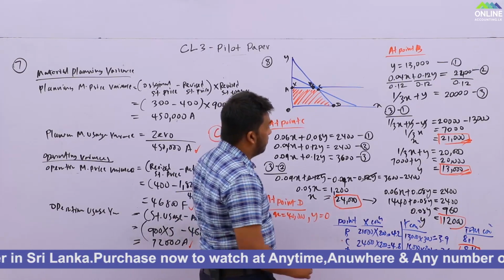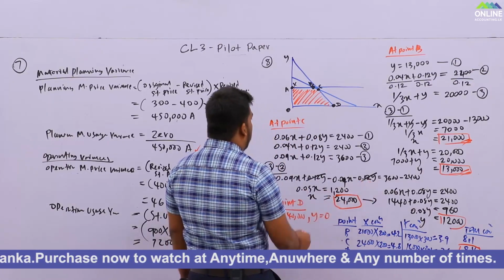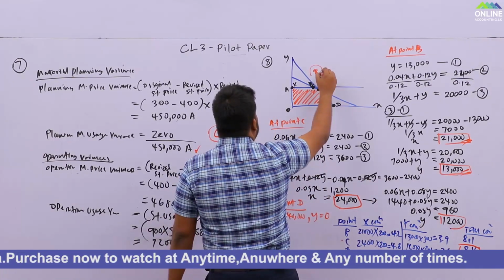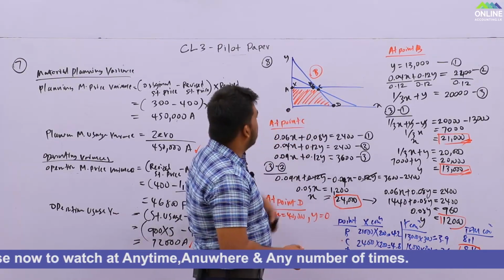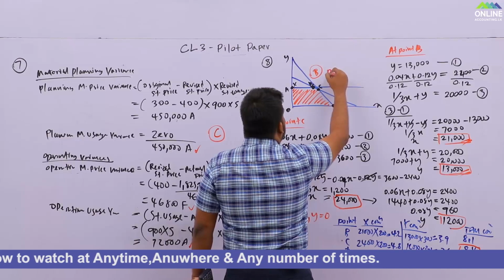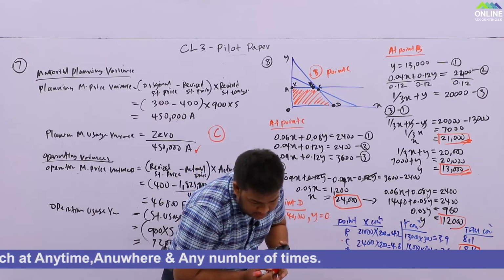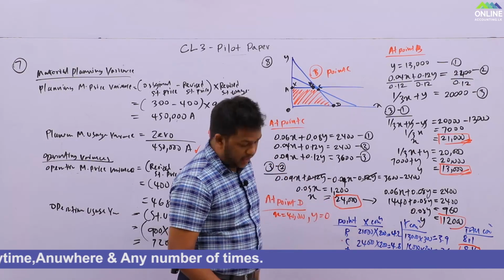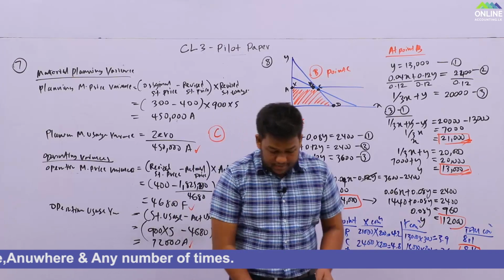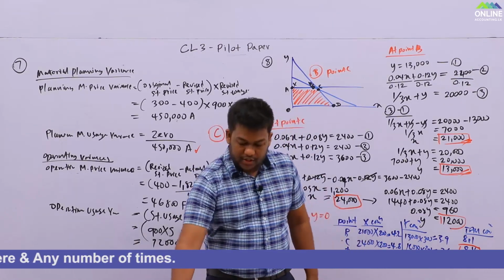Answer is B, which is 24,000 and 12,000. B means not the point B. Answer is B, which is point C. 24,000 and 12,000. Right. So this is the 8th one. Then the 9th question.